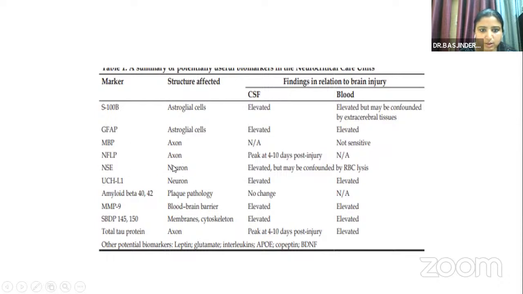It is secreted when the neuron gets damaged, and it is elevated in CSF, but it can be confounded by RBC lysis. And ubiquitin-related receptor is also released by neuron damage, and it is elevated in both CSF and blood. And also one metalloprotein, matrix metalloprotein, which is released when there is damage to the blood-brain barrier, and this can also be measured in CSF and blood.